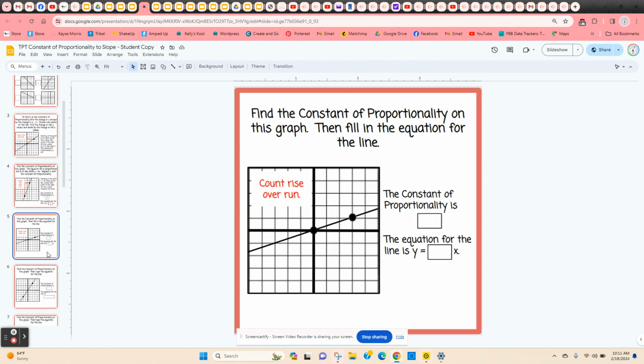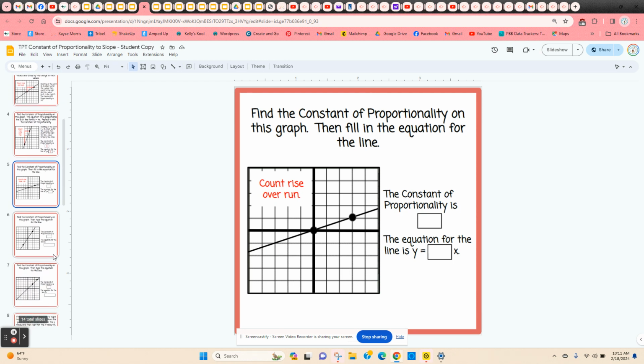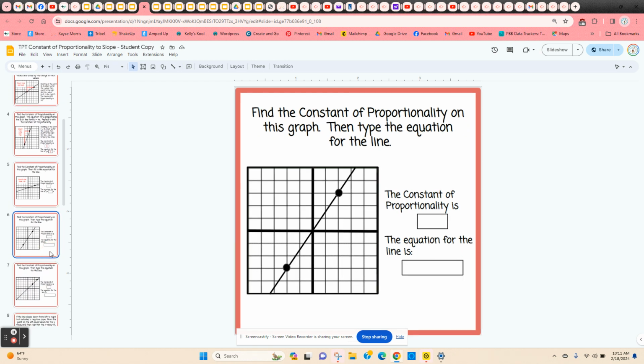They're going to do the same thing on the next slide. Find the constant of proportionality and create the equation for a line. The next slide, they're going to write the entire equation.